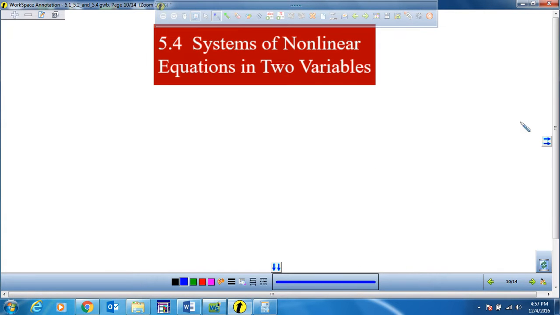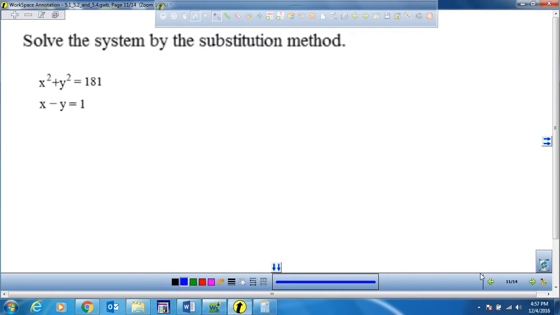5.4 Systems of nonlinear equations in two variables. So this is the last section. Systems of nonlinear equations in two variables. So we're not going to see equations that have three variables now. We're not going to see three equations at a time. But the characteristic of these equations is that when you graph them, they're not lines. That's why they're called nonlinear.